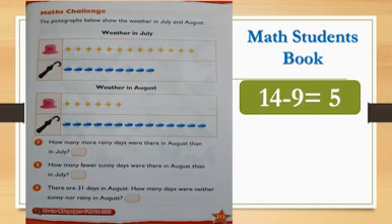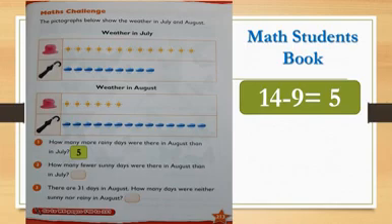So it means there are 5 more rainy days in August than in July. Okay, next, how many fewer sunny days were there in August than in July?